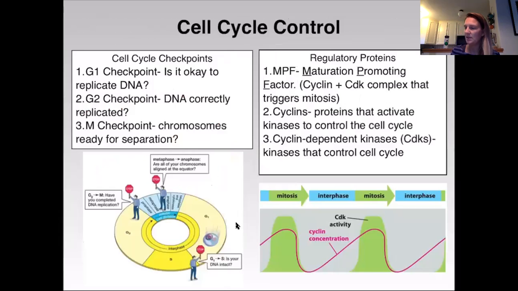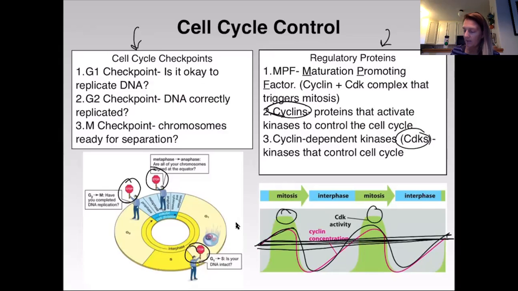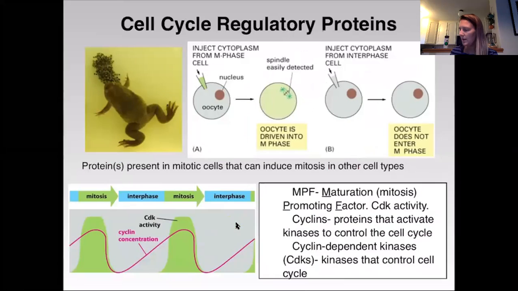All right, and we talked about these cell cycle controls. We have these internal cell cycle checkpoints at G1, G2, and metaphase. And we also have these regulatory proteins, right? These cyclins, which cycle in the cell cycle, and CDK levels, which are constant throughout the cell cycle. And then we have this activity shown in green, that when cyclin levels go up, it will trigger mitosis.